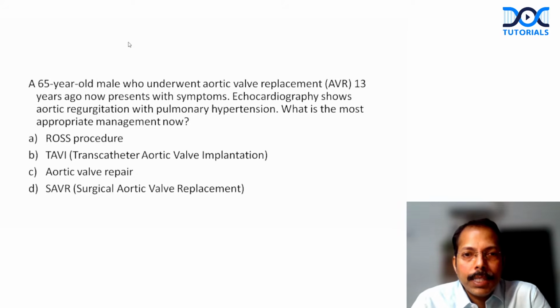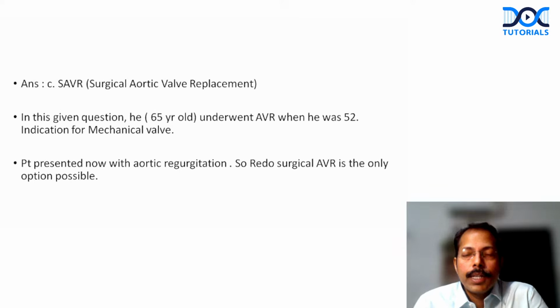Again, this has been discussed extensively in the group. The options given were Ross procedure, TAVI, aortic valve repair, surgical AVR. So what is the appropriate management now? The answer is surgical AVR.